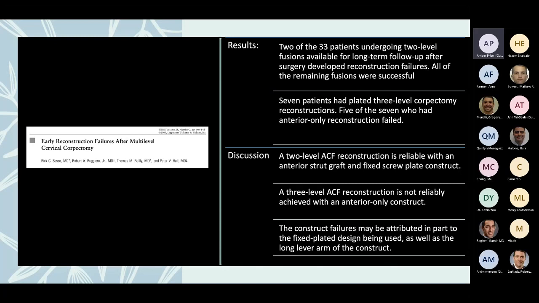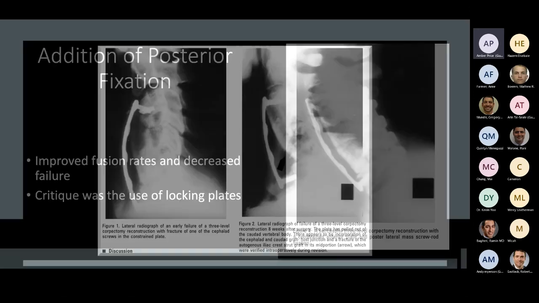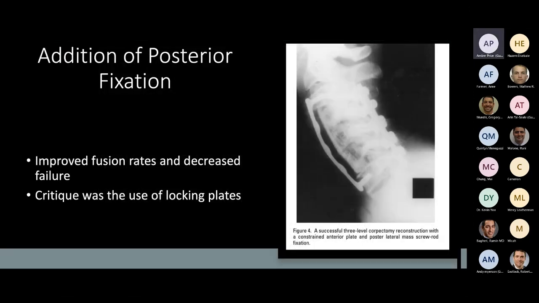And so they basically said that if you need greater than a 2 level corpectomy, you should really consider adding posterior fixation because they have high failure rates. And this is an example from their paper demonstrating graft failure and a plate pullout. So they recommended adding posterior fixation, citing improved fusion rates and decreased failure. And the critique of the paper was that they were using locking plates, but if you look at the literature further on, even with non-locking plates, they do have significantly higher failure rates.